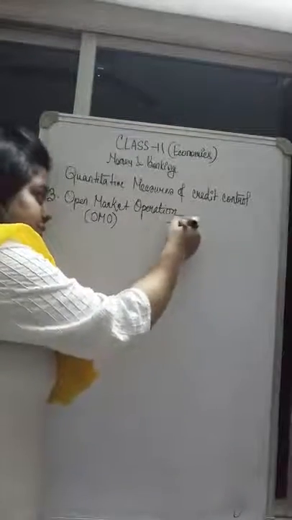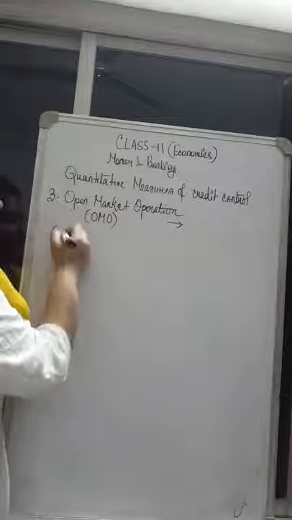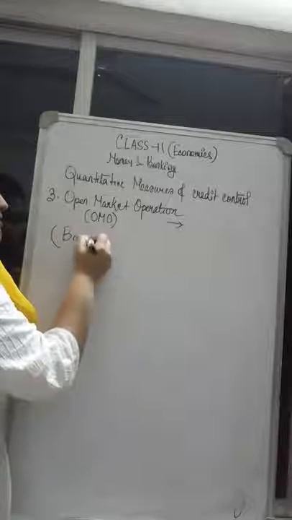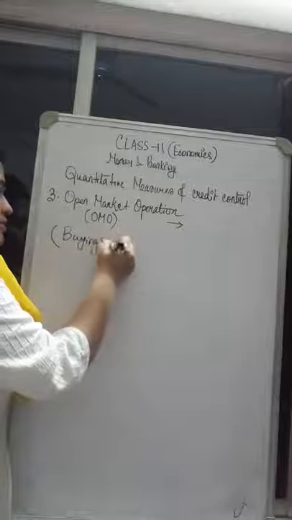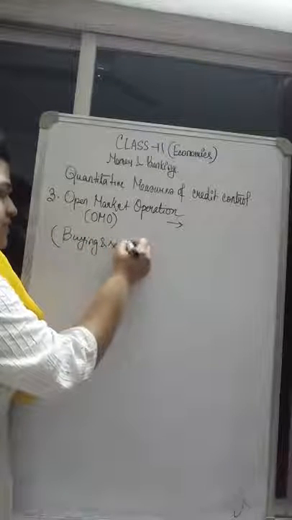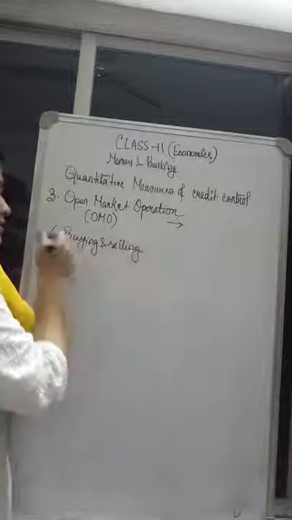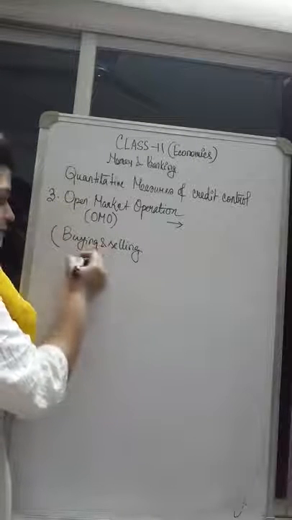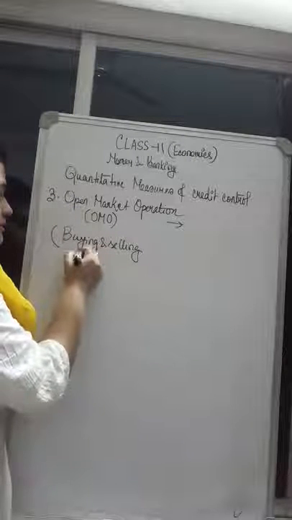Now next, quantitative measure of credit control is OMO, that is open market operation. Now here what happens, the central bank engages in buying and selling of securities. Generally these securities are government securities, bonds.